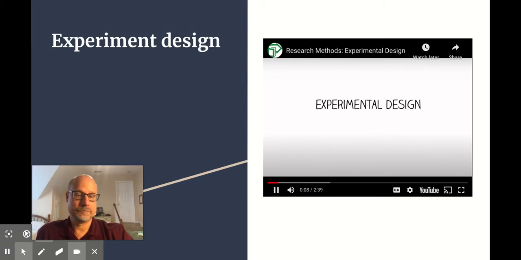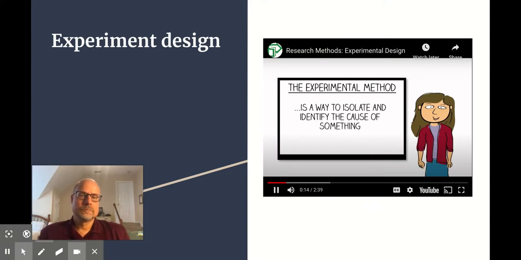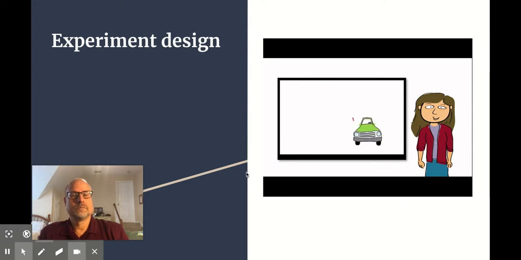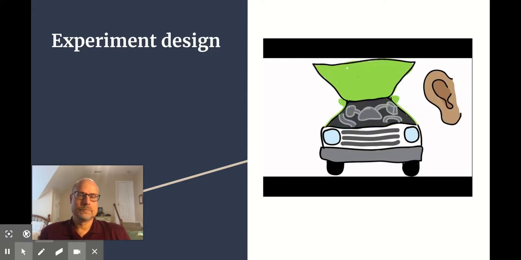Experimental design. Think of the experimental method as a way of isolating what is causing something to happen. Here's a simple example of isolating a cause. You notice that your car is making a squeaking noise when it's running. You walk around the car and listen for where the sound is coming from. You notice that one of the parts is wiggling around.